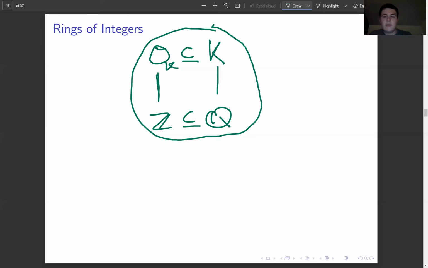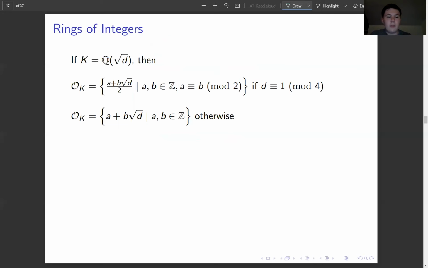So what are the rings of integers for the types of fields we've been talking about? When K is this quadratic field, then O_K, the ring of integers, sort of comes in 2 flavors depending on if d is 1 mod 4. If d is 1 mod 4, then it looks like this set, where a and b are integers with the same parity, either both odd or both even. And if d is not 1 mod 4, then it's really simple. It's just a plus b root d, where a and b are integers rather than rationals.